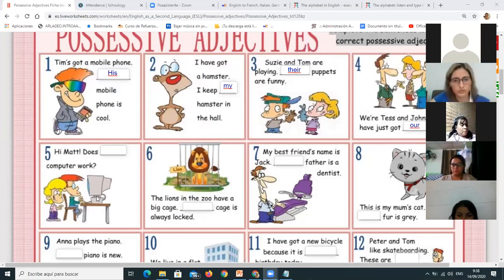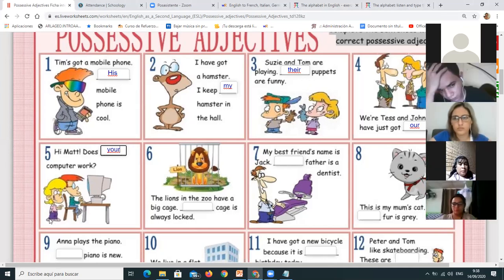Okay. In number five, look at the picture. Hi, Matt. Does your computer work? What is the possessive here? Yours. Does your computer work? ¿Por qué your? Porque se está refiriendo a Matt. Exactly. Le está hablando a Matt. Hi, Matt. Does your computer work? Direct question, right? Very direct.